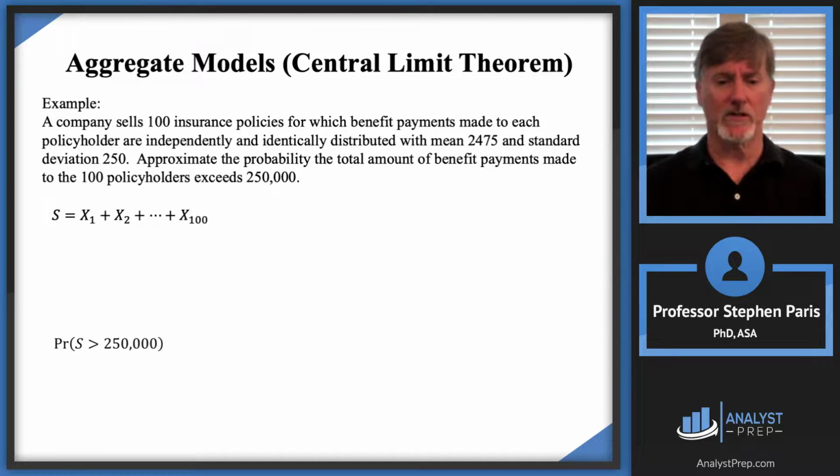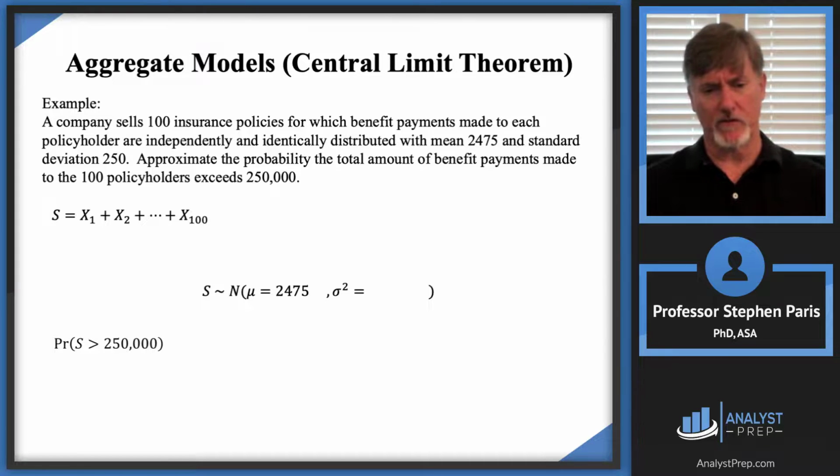And the question is, well, what's the probability that this sum exceeds 250,000? So because I'm adding together 100 of these IID random variables, I know from the central limit theorem that I can approximate cap S with a normal distribution. And so I got a normal distribution here.